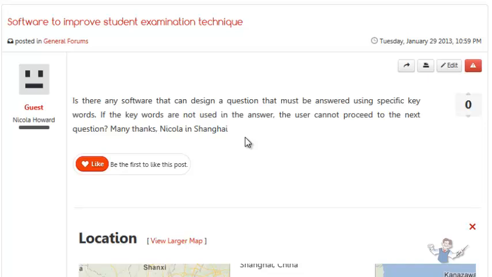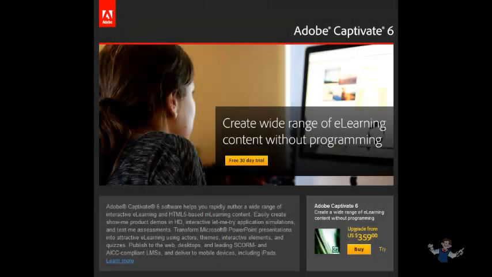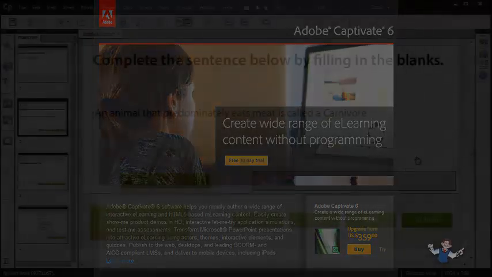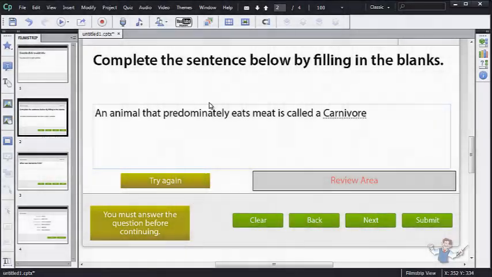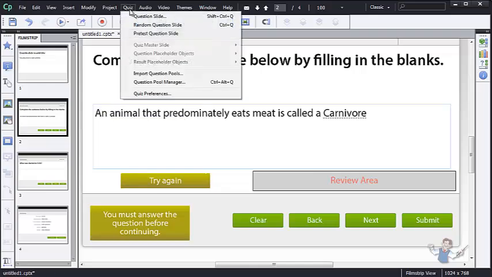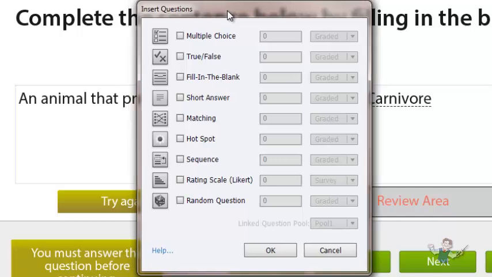There are indeed some software products out there that can do this. One of them is what's called Adobe Captivate. And essentially it's a quiz or question making program, and you can structure questions in certain ways. For example, if we go up to the quiz tab here and select question slide, we get a dialog box showing us the different variations in types of questions that we can produce.